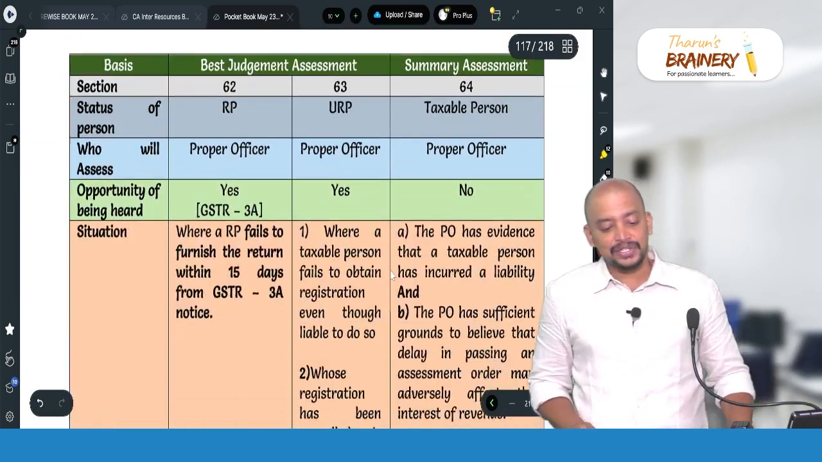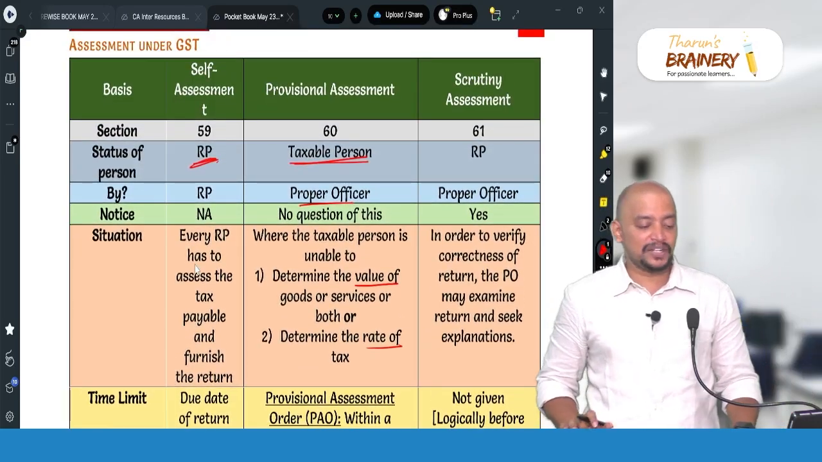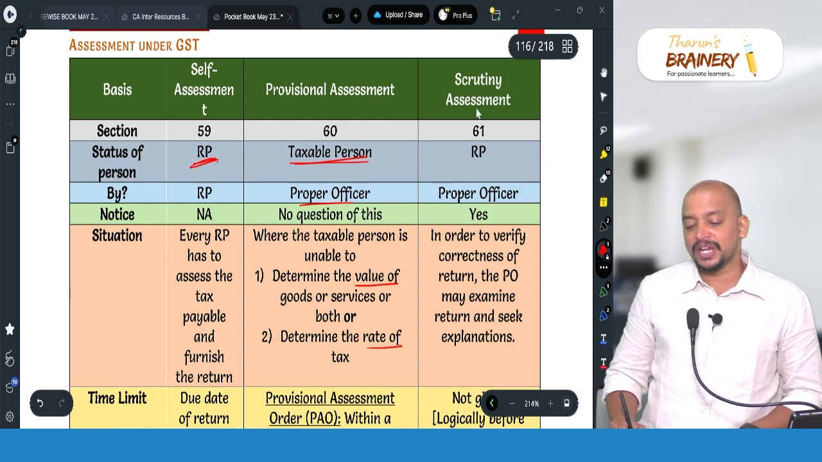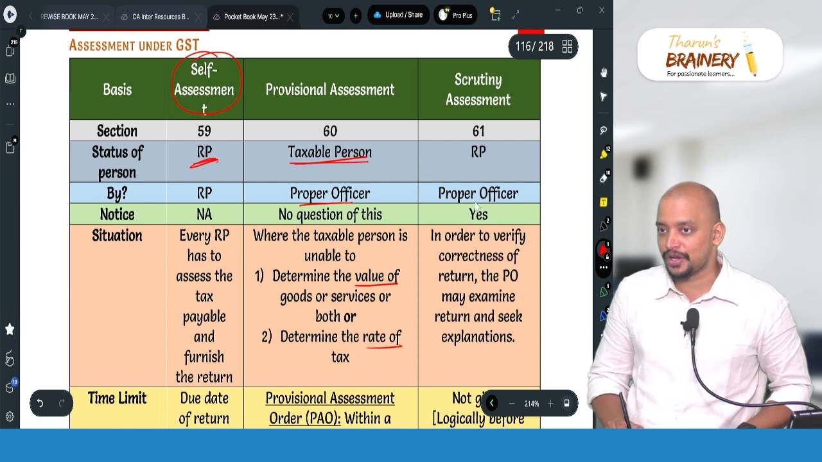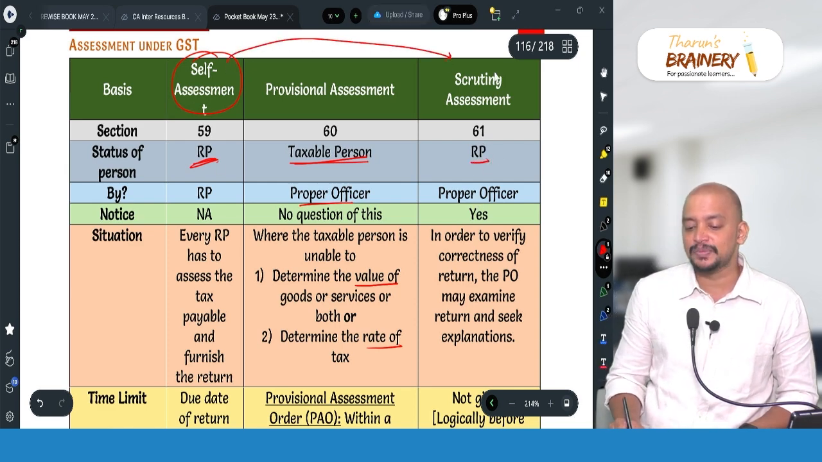And next one, so we have scrutiny assessment. Scrutiny assessment will be done by proper officer. And when it will be happening, so any self-assessed return will be taken up for scrutiny by the proper officer. So registered person. So therefore self-assessment and scrutiny assessment are connected.